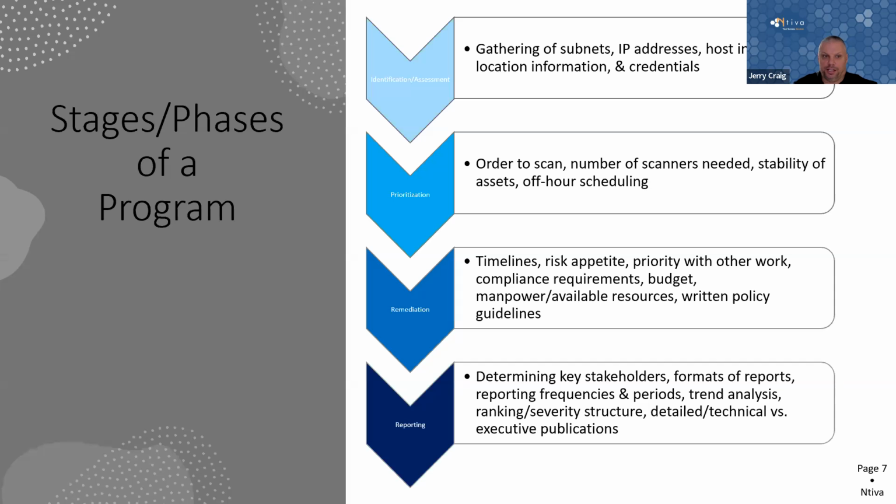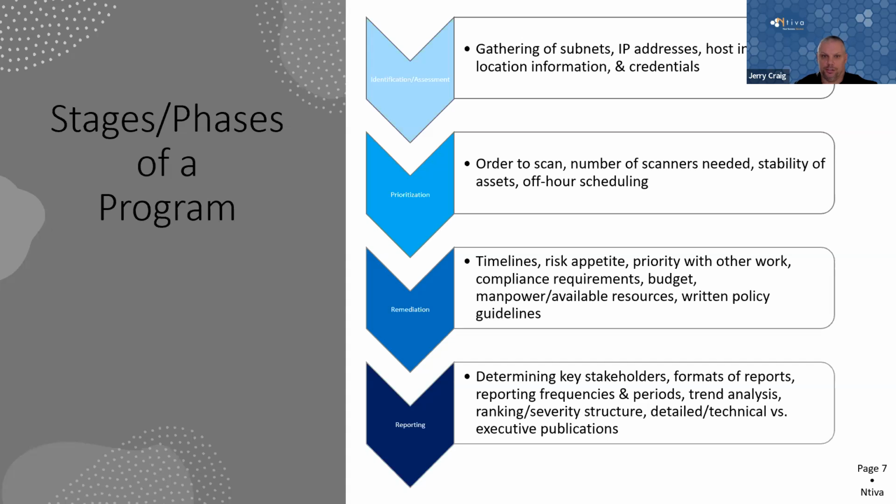And then kind of stages or phases of a program. So I broke it down into, again, here's 4 that I came up with. You can Google and get all sorts of different responses to this, but they're all generally going to cover the same topics that are in these bullets. You're going to identify and assess, and that's where you're gathering all your subnets, your IP addresses, host information, location, credentials, et cetera.